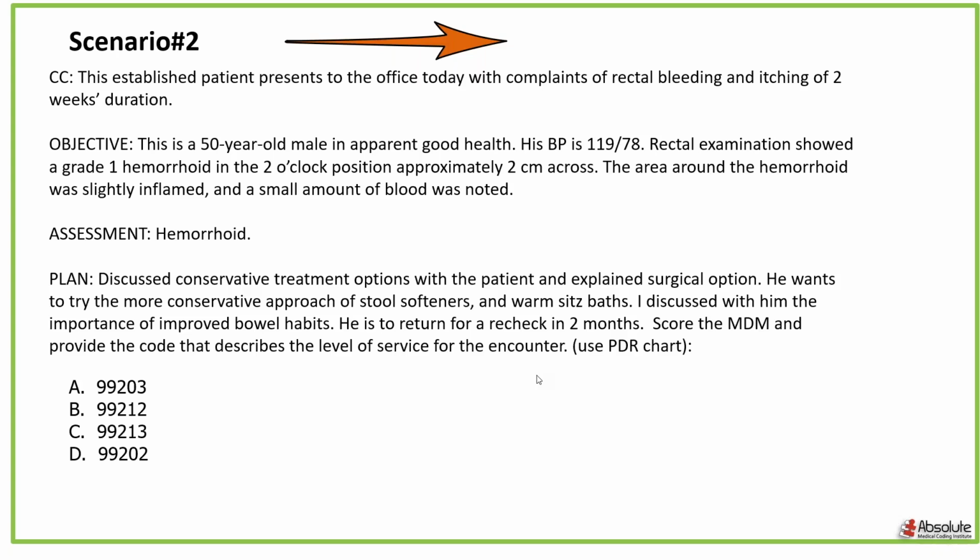Assessment: hemorrhoids. Plan: discussed conservative treatment options with the patient and explained surgical options. He wants to try the more conservative approach of stool softeners and warm sitz bath. I discussed with him the importance of improved bowel habits. He is to return for a recheck in 2 months. Score the MDM and provide the code that describes the level of service for the encounter. Use your PDR chart for this. Coders, your 1 minute begins right now.